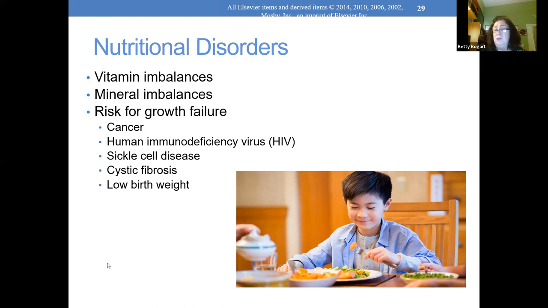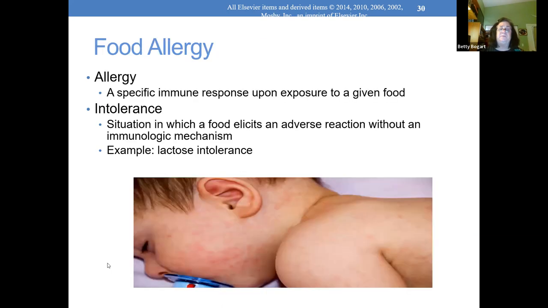Now, we know children are constantly growing. If you don't have nutrition, what happens? Well, it's going to be some decreased cognition for sure. And also it's going to be that growth failure. The kid's going to be smaller. So nutrition again, so important. And it comes from those children who can't absorb properly too.